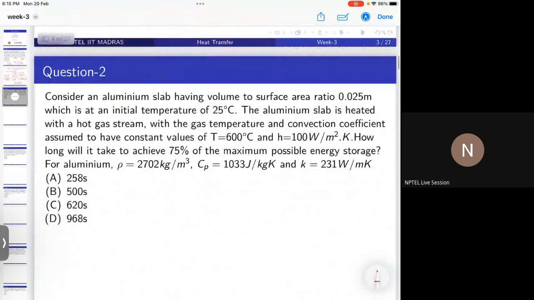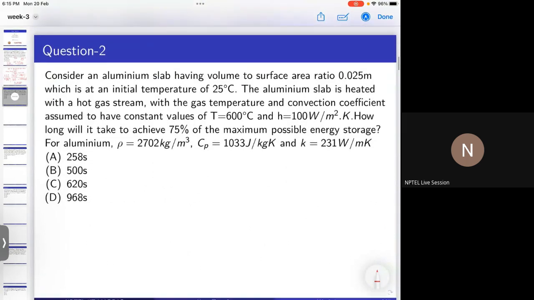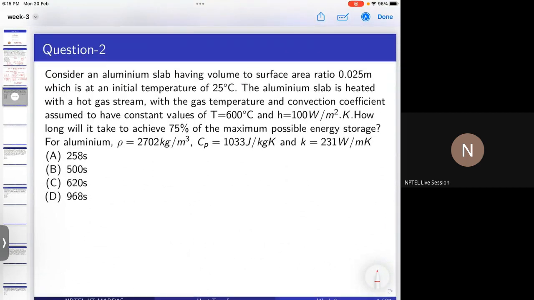So we will move on to the next question. Here we have an aluminum slab having a volume to surface area ratio of 0.025, which is at the initial temperature of 25 degrees Celsius. The aluminum slab is heated with a hot air stream with the gas temperature and the convection coefficient assumed to have constant values of 600 degrees Celsius and 100 watts per meter square Kelvin. How long will it take to achieve 75% of the maximum possible energy storage?